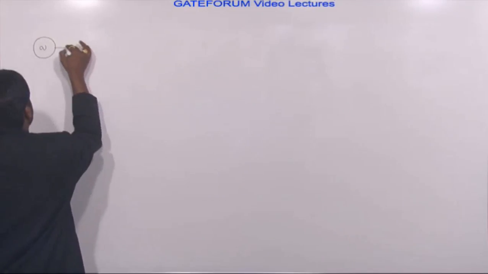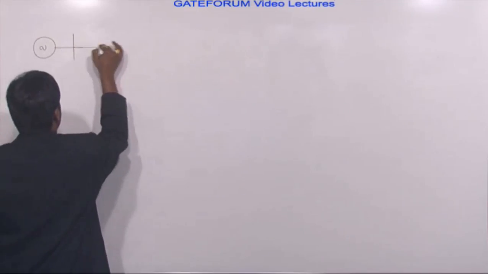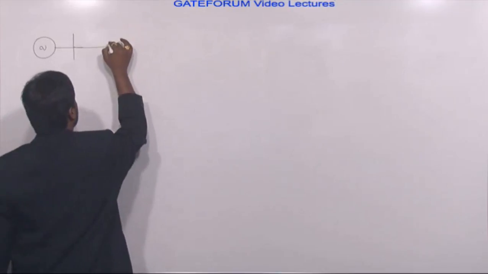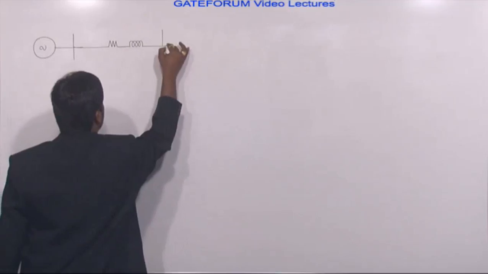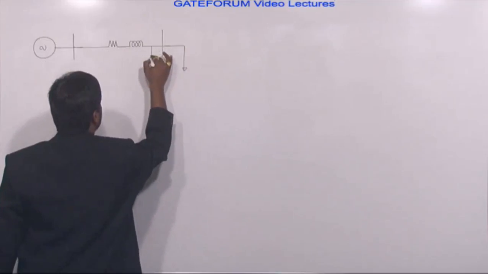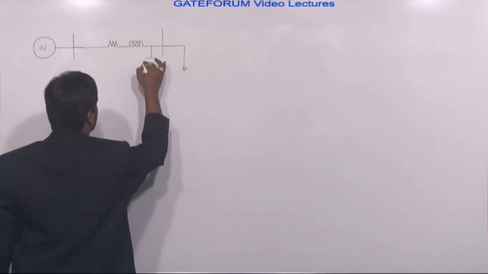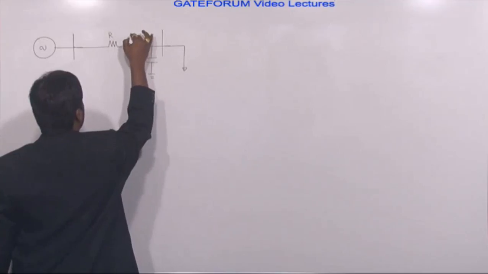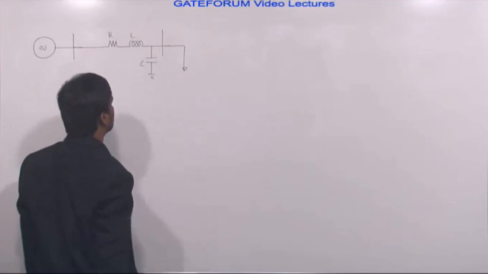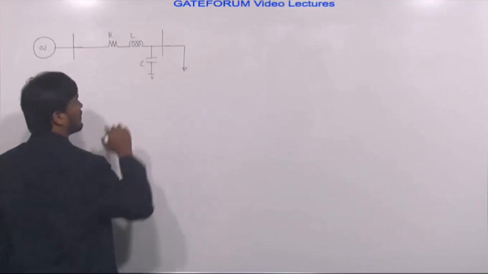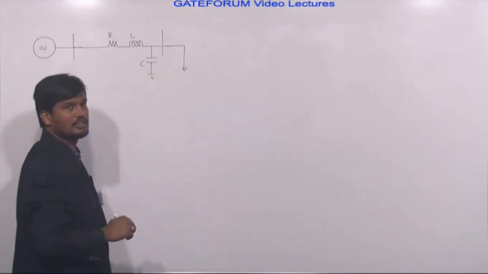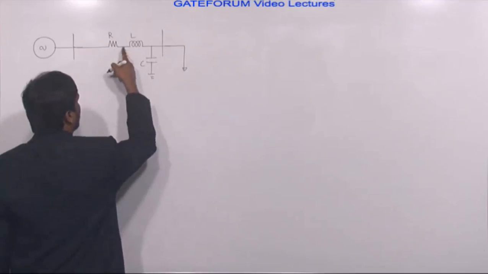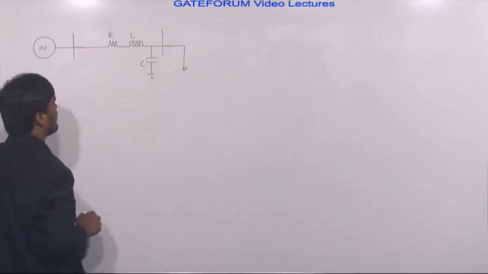Alternator is connected to transmission. Transmission is having how many elements? 3 elements: R, L, C. All these 3 are lumped representation or distributed representation? Lumped representation, because it is for easy analysis. R and L are series elements, C is a shunt element.